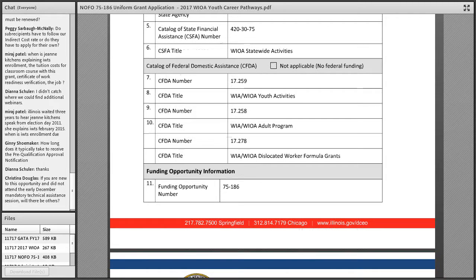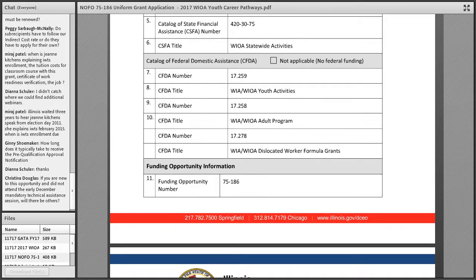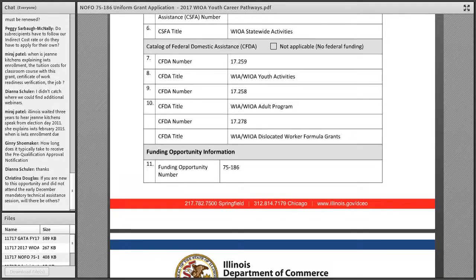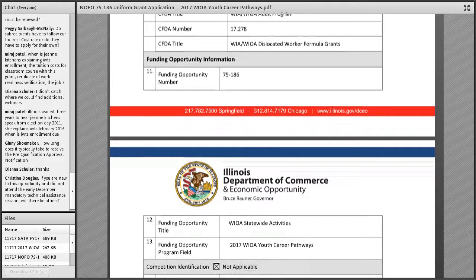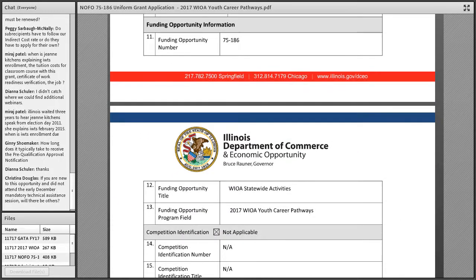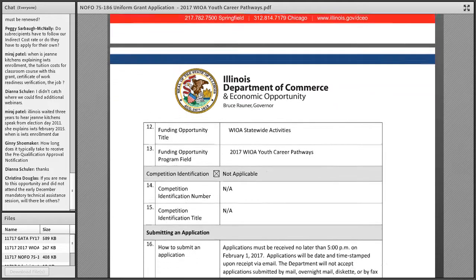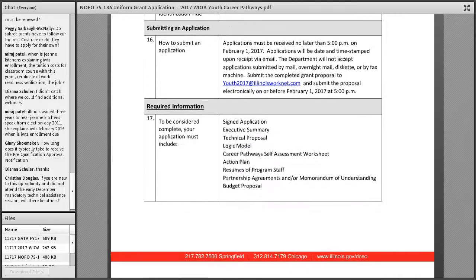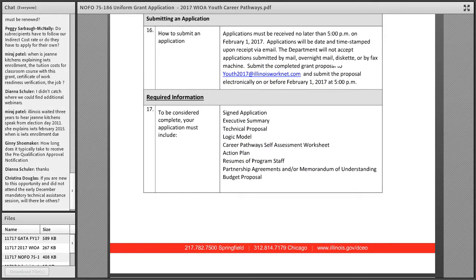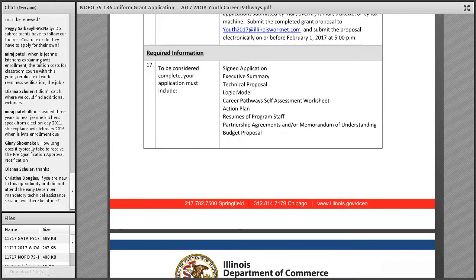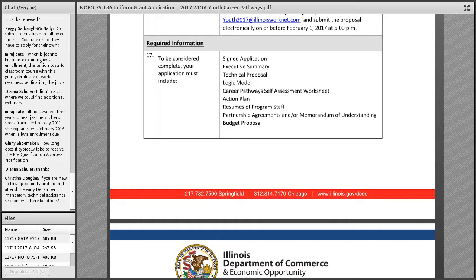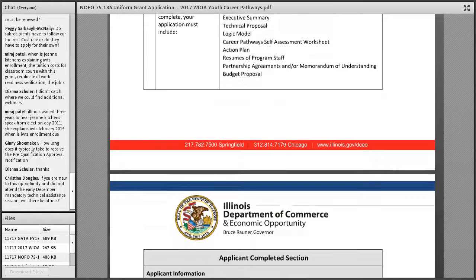So it will include, definitely in our case, where we have federal funds, the Catalog of Federal Domestic Assistance information, and that will be included in your grant agreements. It will include the state funding opportunity information, and some of the basic information that's included in the full notice of funding opportunity. It will include what's required to be submitted: a signed application, an executive summary, a technical proposal, which includes the logic model, career pathway self-assessment worksheet, action plan, resumes of key staff, partnership agreements, MOUs, and the budget proposal.